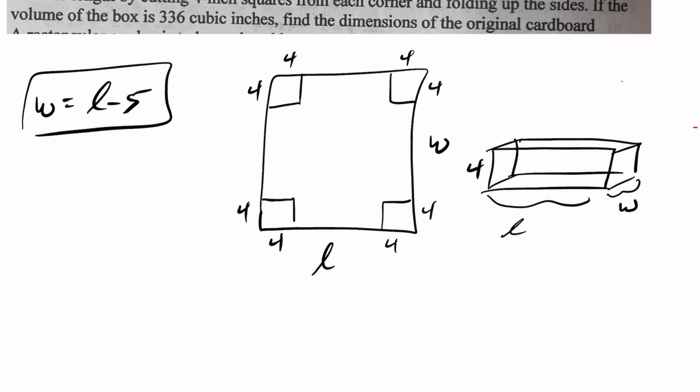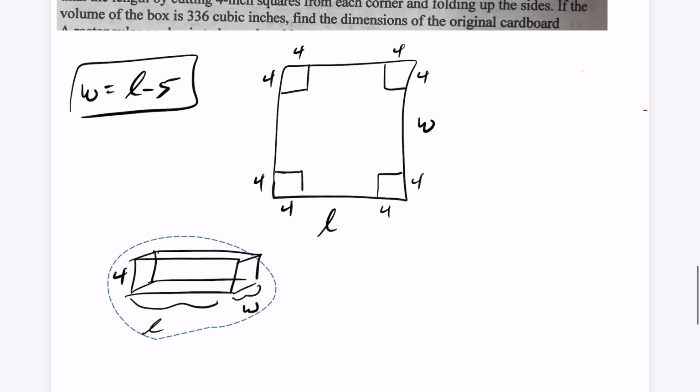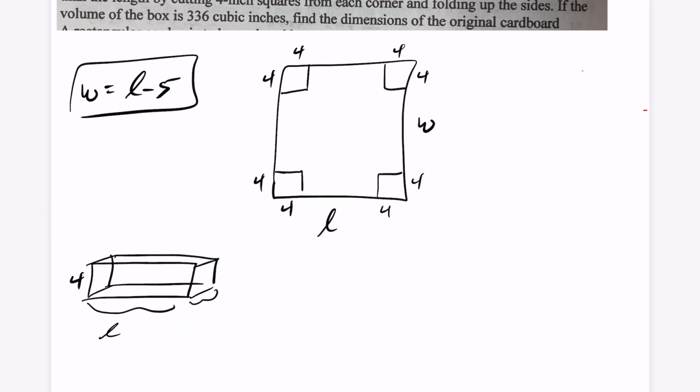They're telling me in the question that the width is actually 5 inches less than the length. So I can get rid of the width and put L minus 5. If I keep reading, it says the volume of the box is 336 cubic inches, and they're asking what are the dimensions of the original piece of cardboard. So they're essentially asking for the W and the L value here. When we solve for L and W, we'll have to add 8 to these to get the proper dimensions for the actual cardboard itself.